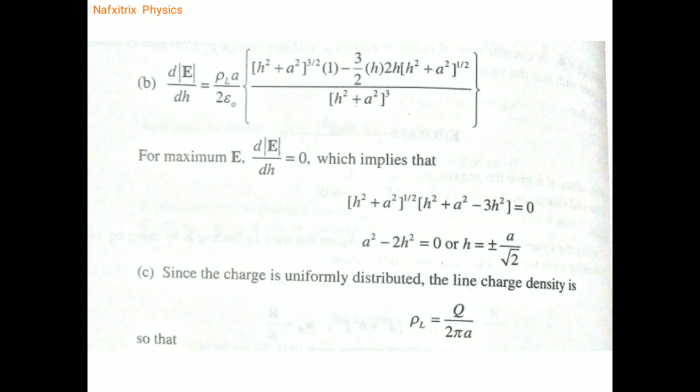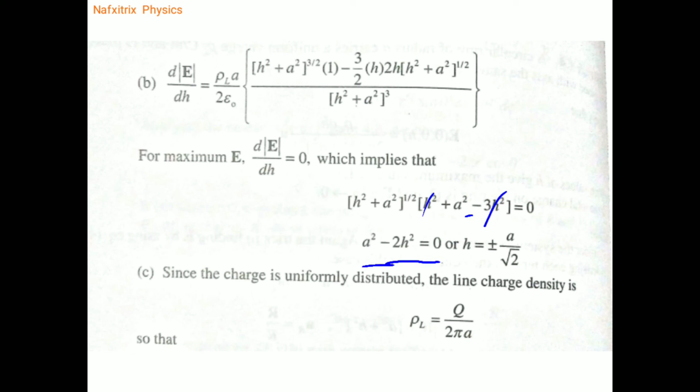and this we just need to equate to 0. So here if we equate this, a square plus h square minus 3h square, that is minus 2h square. So a square minus 2h square equal to 0.